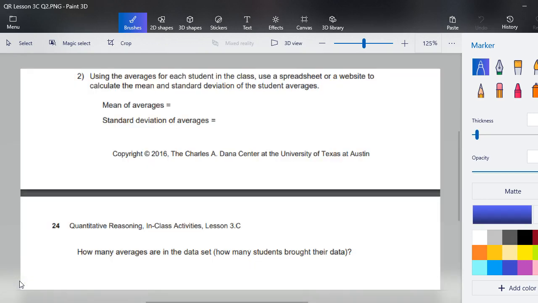Moving on to question 2, using the averages for each student in the class. Remember the averages. We first used all pieces of data, all 10 pieces, and plotted those on our dot plot. Then we went back and calculated each student's average and then graphed those. And those created a much tighter dot plot. So they're asking us to use the averages for each student, and then use a spreadsheet or website to calculate the mean.